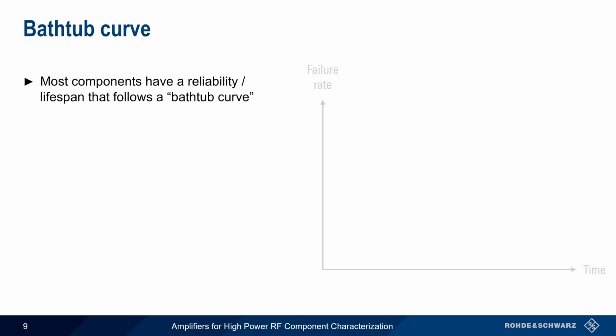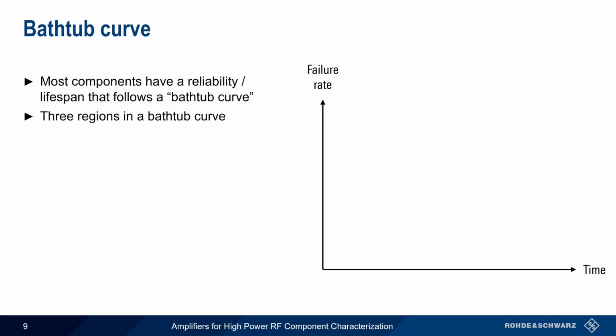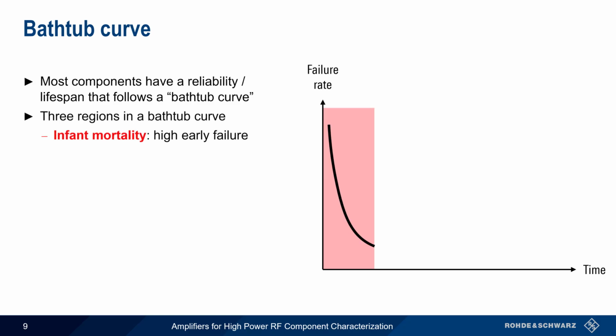The reliability or useful life of most components follows something called a bathtub curve. This curve has three distinct regions. The first is often called infant mortality and corresponds to components which fail shortly after manufacture or initial use. In most cases, the cause for these early failures is some type of manufacturing or assembly defect.